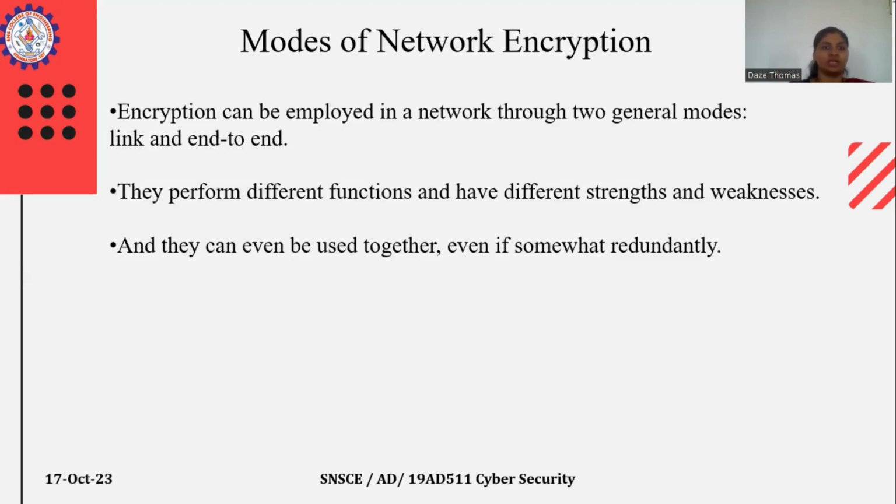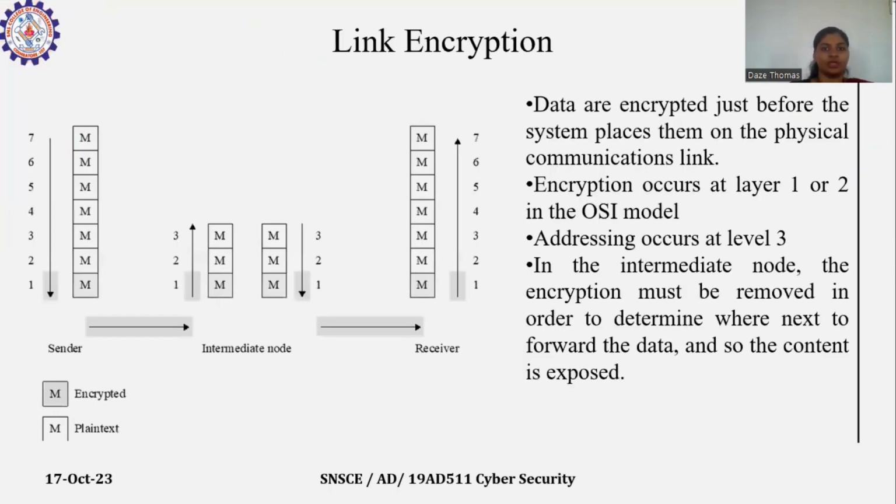Now let's discuss modes of network encryption. Encryption can be employed in a network through two general modes: link and end-to-end encryption. They perform different functions and have different strengths and weaknesses. And they can even be used together, even if somewhat redundantly. Let's discuss link encryption.